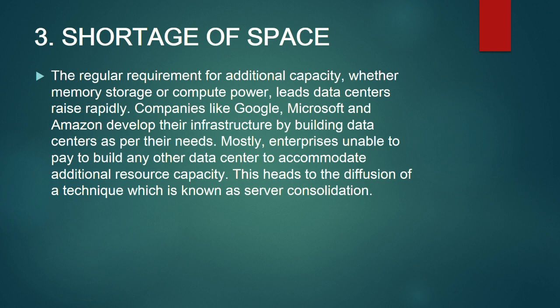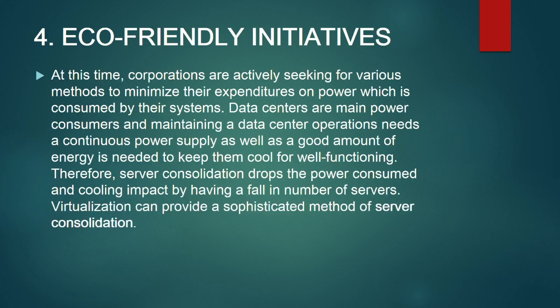Then the shortage of space. The regular requirement for additional capacity, whether memory, storage, or compute power, makes data centers rise rapidly. Companies like Google, Microsoft, and Amazon develop their infrastructure by building data centers as per their need. Mostly, enterprises are unable to afford to build additional data centers to accommodate additional resource capacity. This leads to the spread of a technique known as server consolidation. And the next one is eco-friendly initiatives.